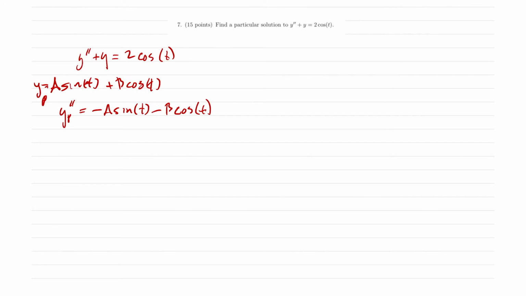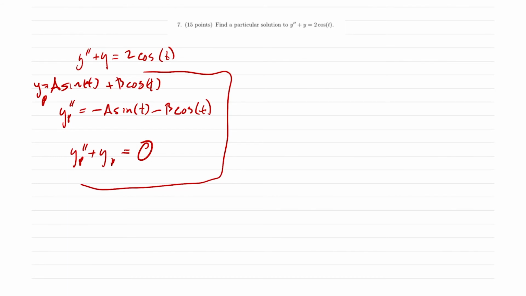All right, add these together, so we get y sub p double prime plus y sub p, and then we need to figure out what the coefficients are. But if you add these together, you see you get a big fat 0. Why do you get that? Because cosine is actually a homogeneous solution to this differential equation. So how do you get around this? Well, the only way we know, you multiply by t. So y sub p equals a times t sine of t plus b times t cosine of t, and this should be the better guess.